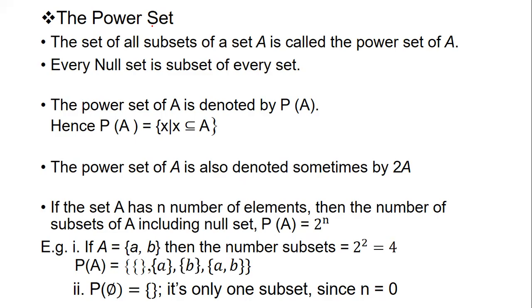So, assuming you have a set A with its elements, then we form all the subsets that we can form from all the elements that we have been given for set A. And we put all these possible subsets in a set bracket. And that one is called the power set of A.